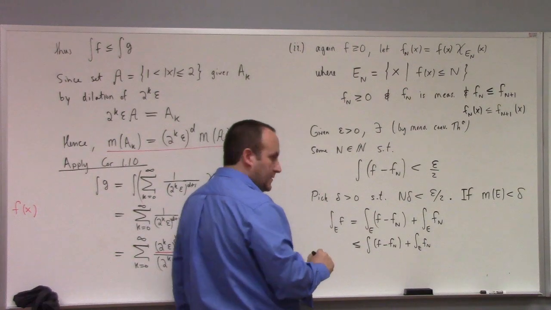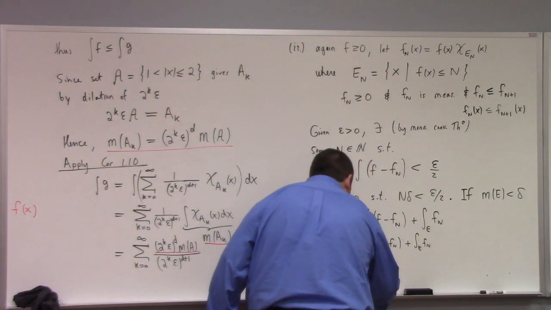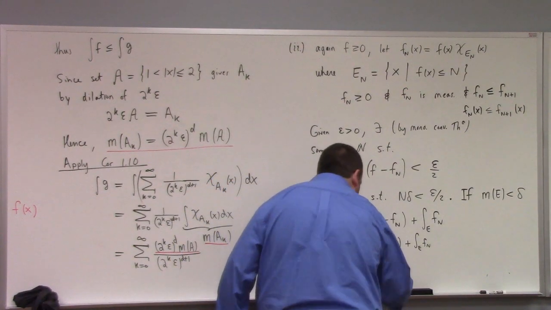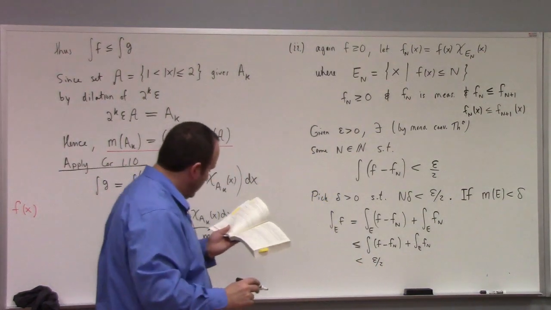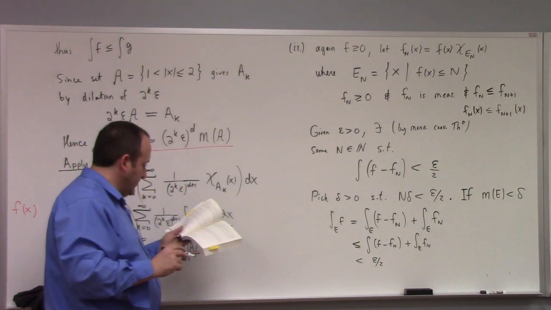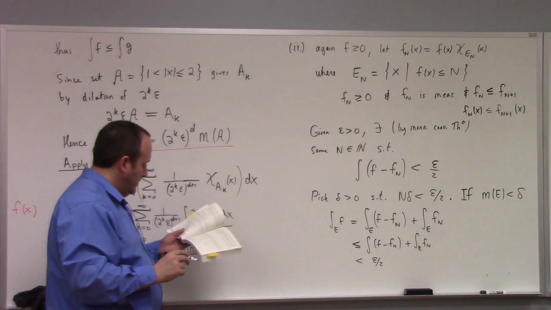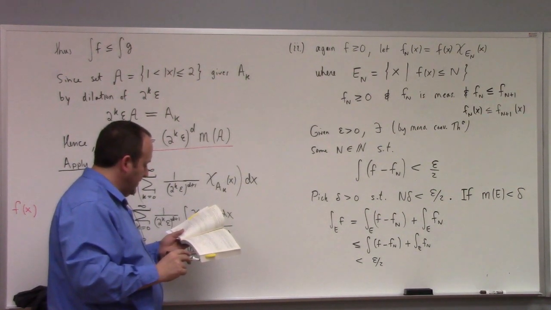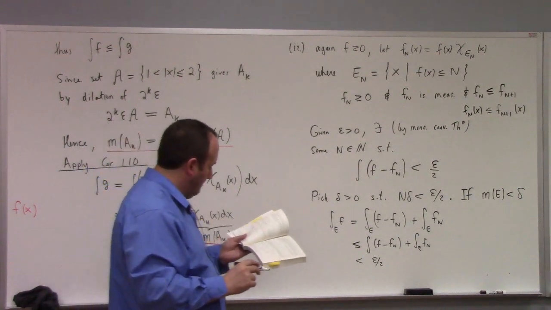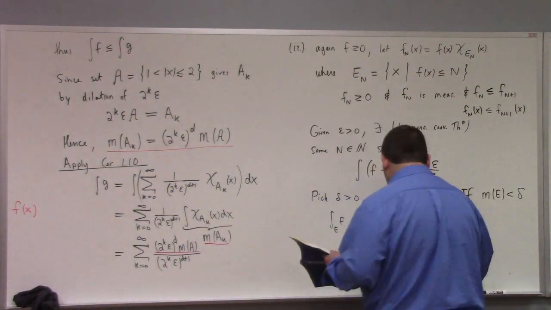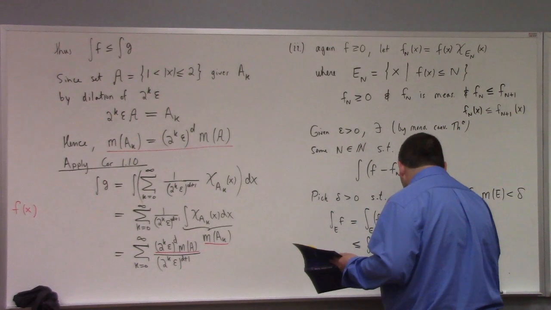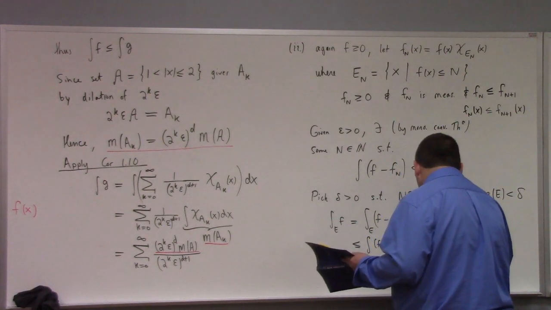Right? So that's epsilon over 2. And what about the Fn piece? He replaces that with N times the measure of E. Where's that coming from? Measure of E.